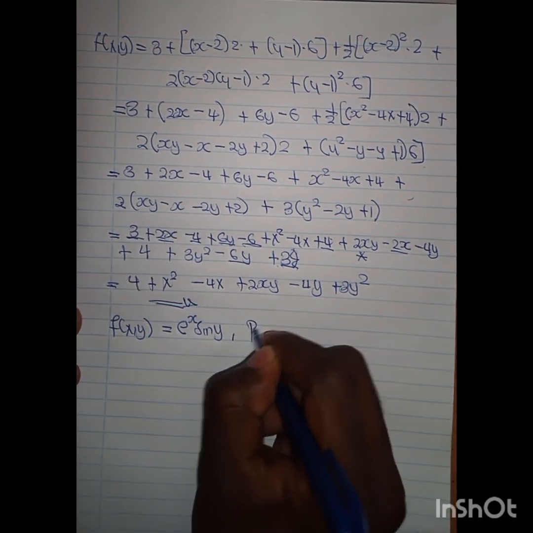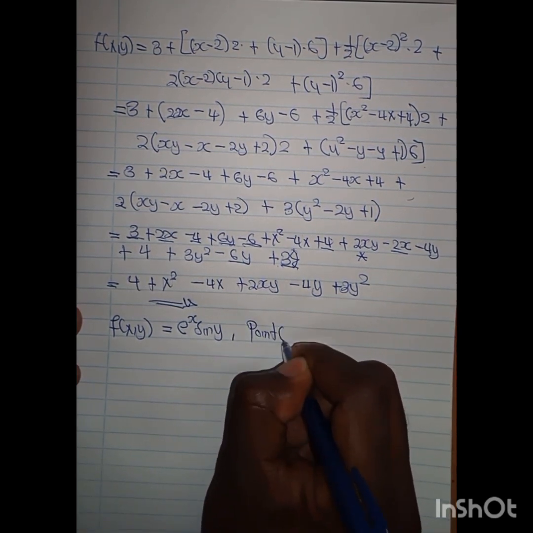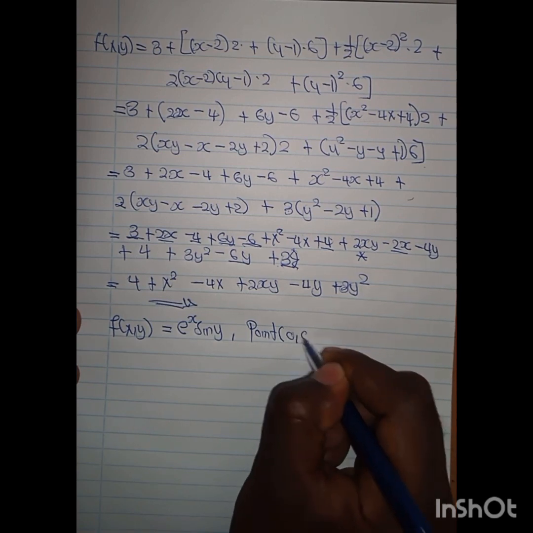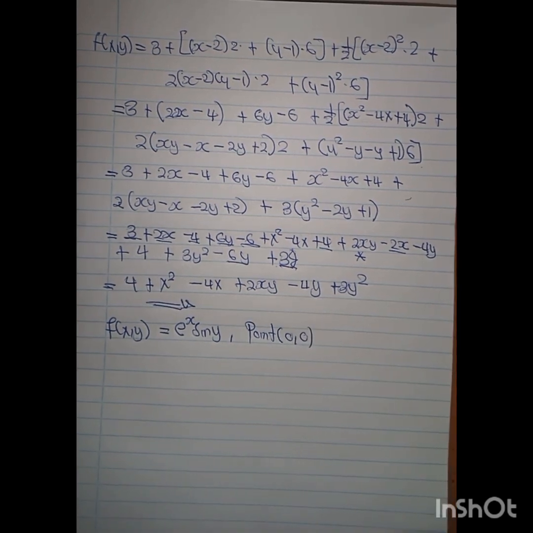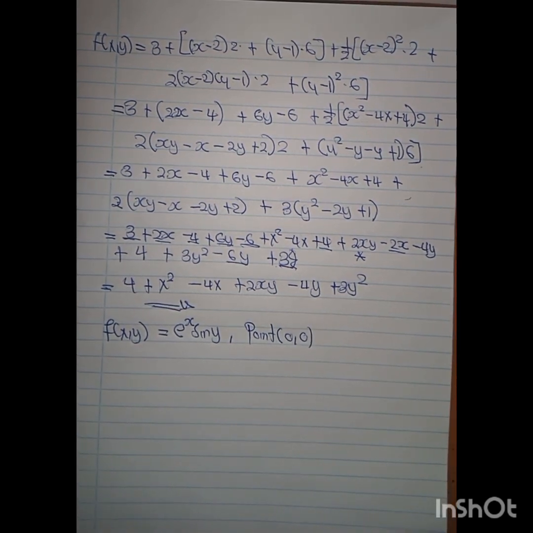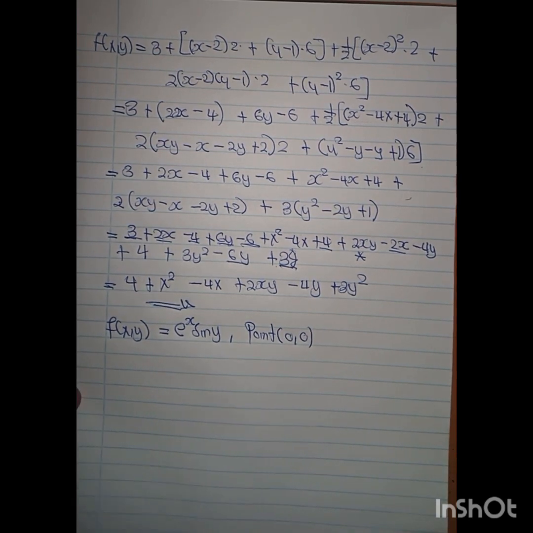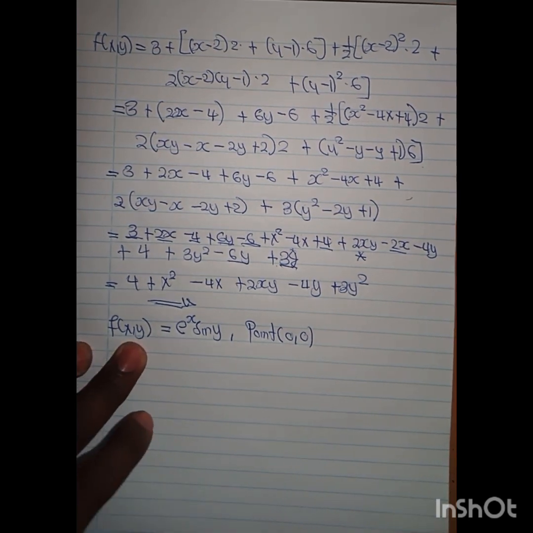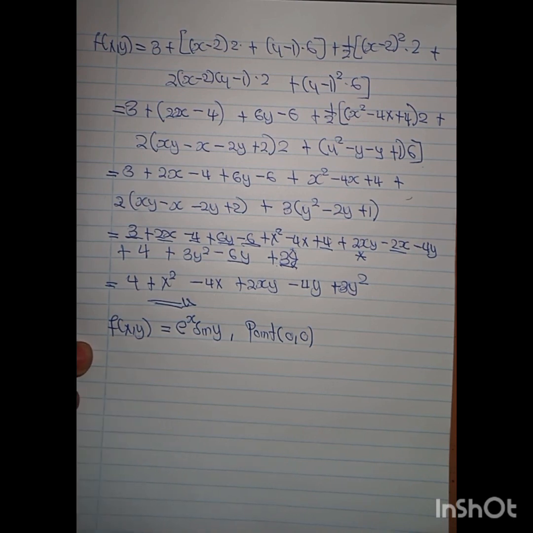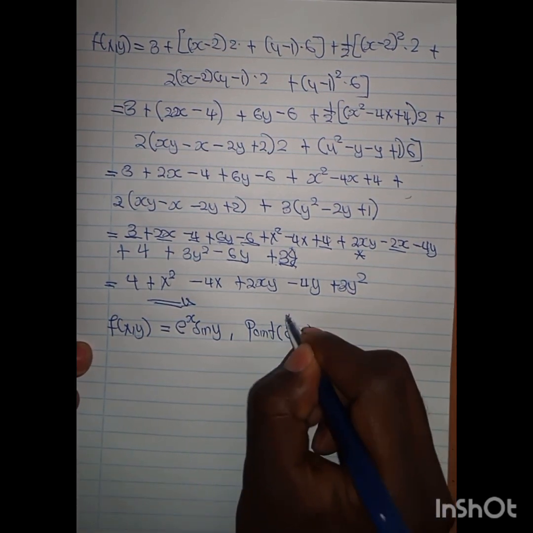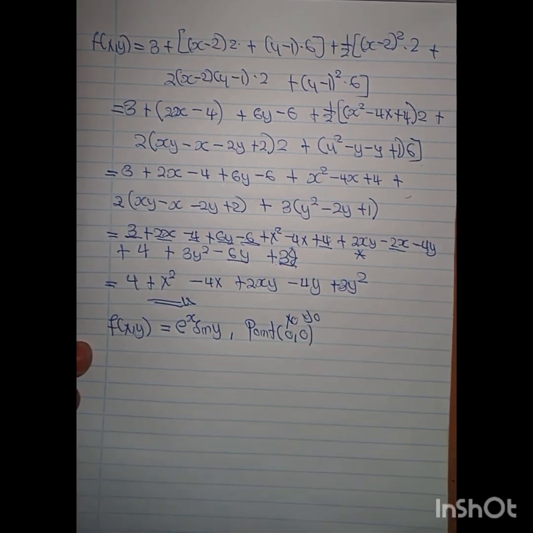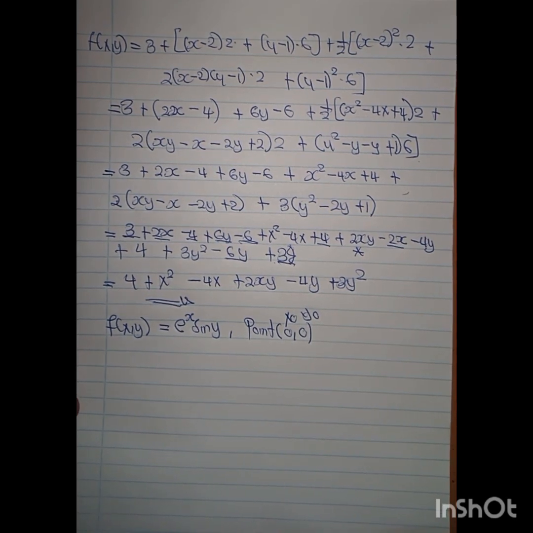So at a point, this time around, our point is 0 and 0. So the same formula applies. When we check, it's a two-variable equation, but this time around, our x naught is a 0 and our y naught is also a 0.